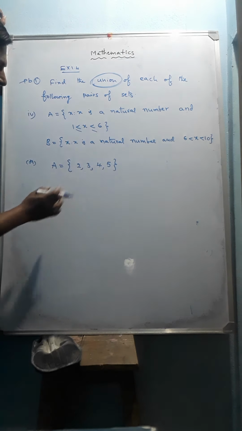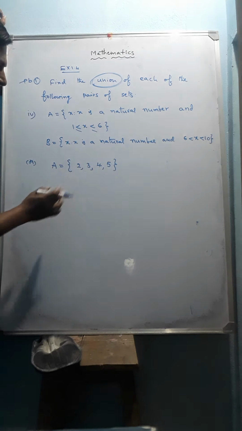Okay. Next, we want A union B. A union B is equal to the set of 2, 3, 4, 5, 7, 8, 9. That is the answer. Okay. Next problem. So problem number 5.